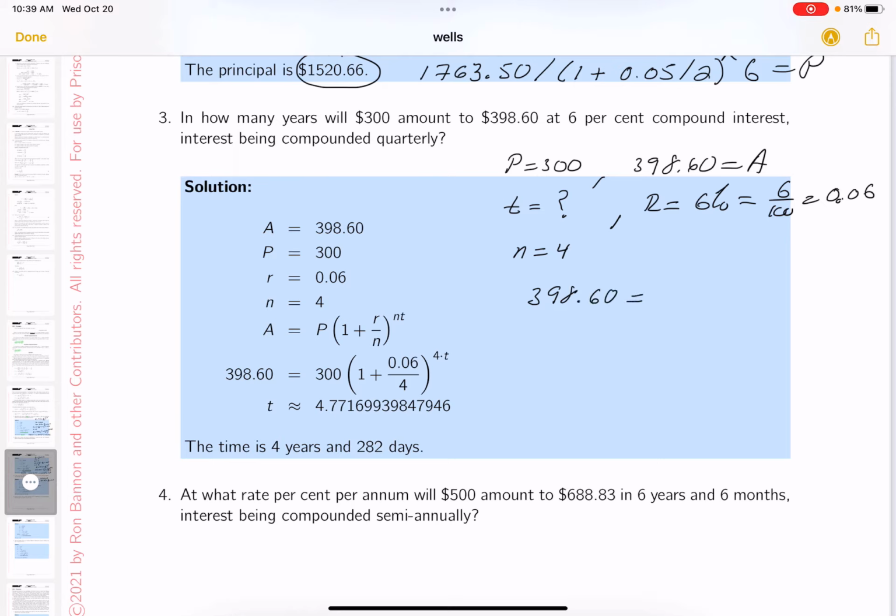So we get 398.60. That's the A. P is 300. I'm using the formula. It's going to be 1 plus the interest rate, which is 0.06, over the number of times it's compounded per year, 4. And then over here, this is going to be 4 times that unknown T. Now, this is where they had big troubles, all right? So I'm going to try to work through it. And I know it's tough, but I have to work through it. What do you get?